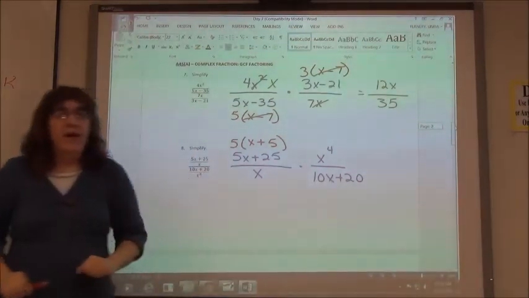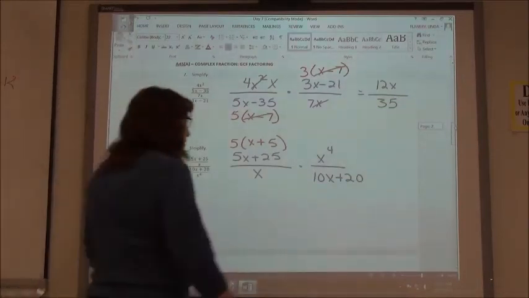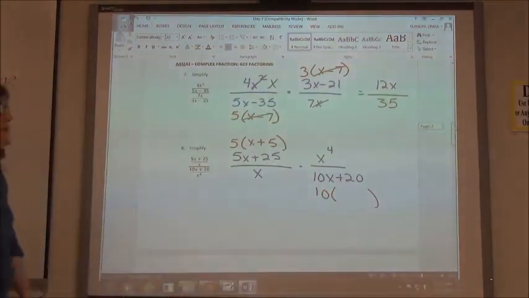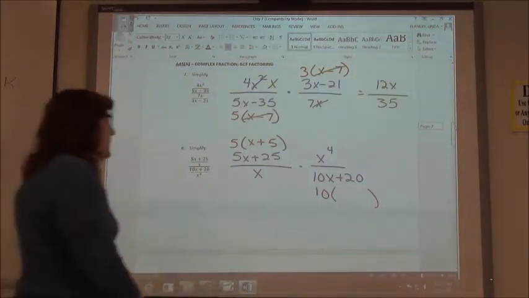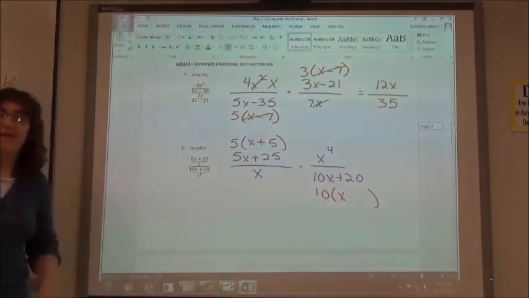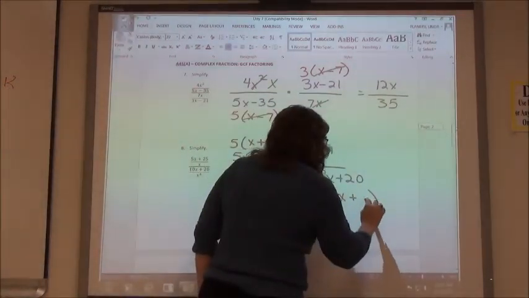The bottom one over here, both of those are divisible by 10. So when I take the 10 out of there, what am I going to have left in my parentheses? X. Oh, 10x. Nope, you were right first time, just an x, because I took the 10 out. Plus 2. Plus 2, exactly.